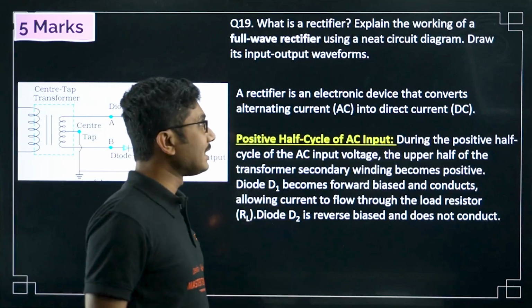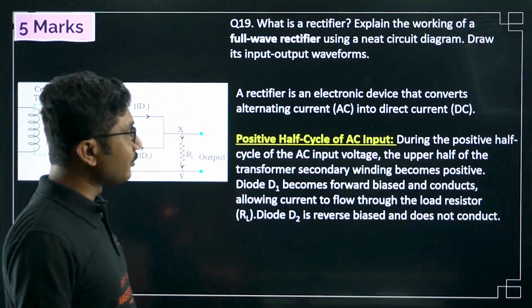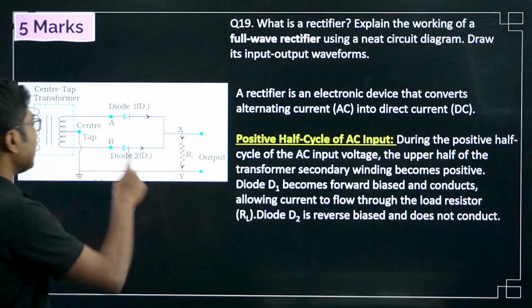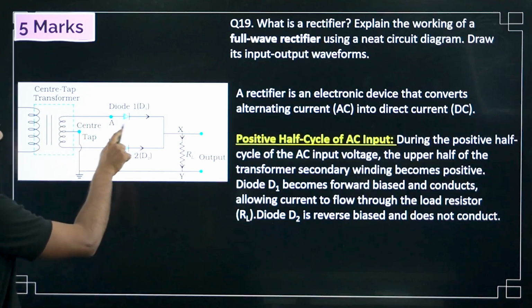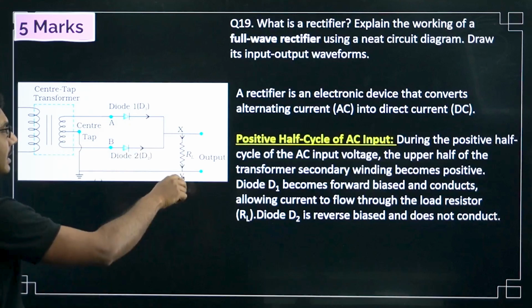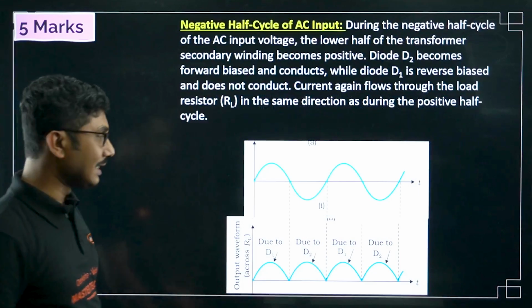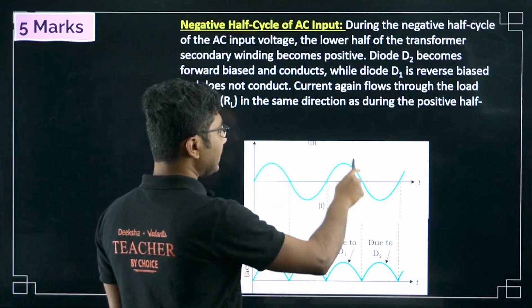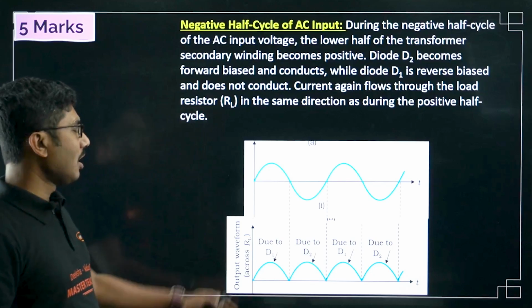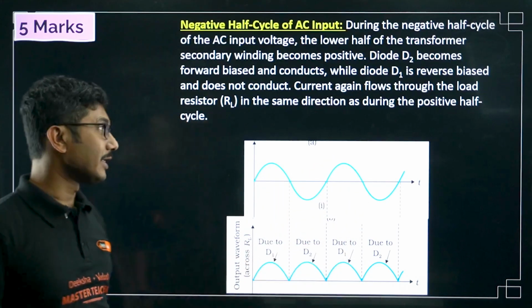Rectifier is an electronic device that converts alternating current into direct current. Positive half cycle of AC input: during the positive half cycle of the AC input voltage, the upper half of the transformer secondary winding conducts. So during the first half this diode conducts, during the second half this diode conducts, but in both cases the current passes through the RL in the same direction. That is why it is called a DC conversion. And this is the input voltage, this is the output voltage, it was two directional previously, now it is unidirectional, that is it is converted into DC.